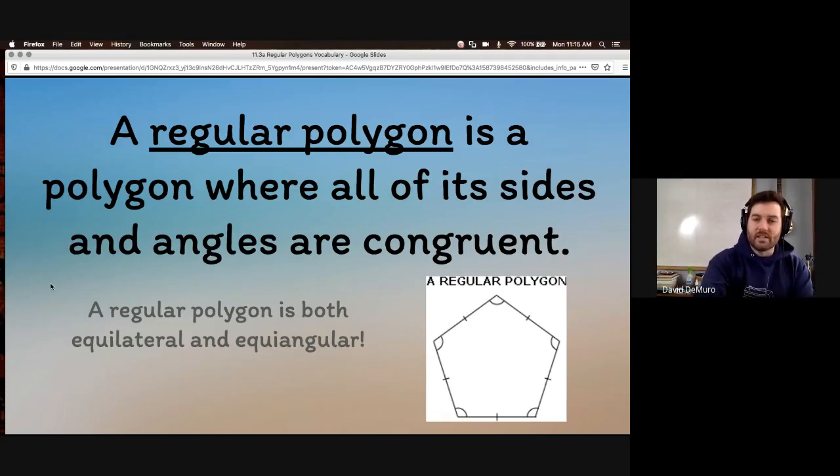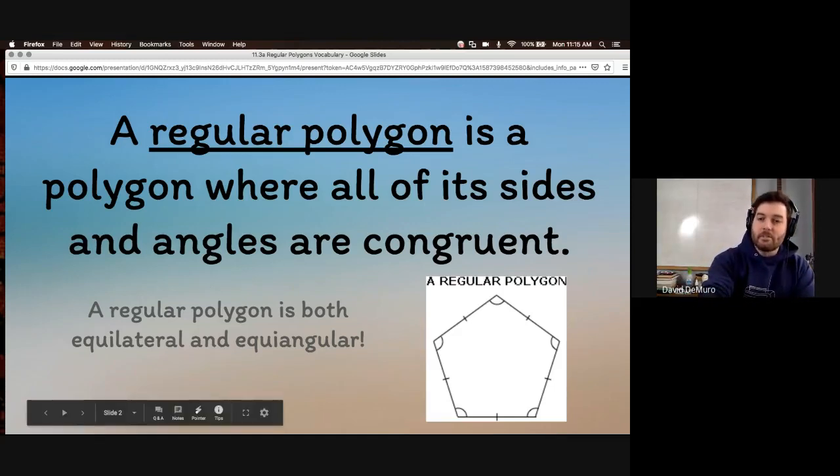You can almost think of it as like the most perfect polygon of a certain type. Like a quadrilateral, the most perfect quadrilateral is a square. All 4 sides congruent, all 4 angles congruent. This pentagon here has all 5 sides congruent and all 5 angles congruent. So in a kind of a way, it's like a perfect pentagon.